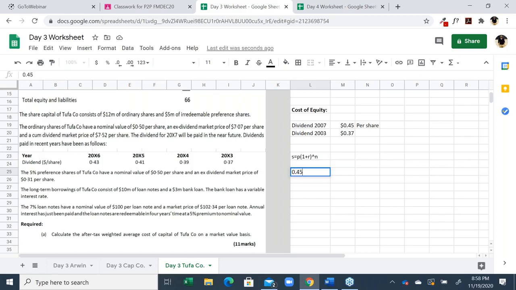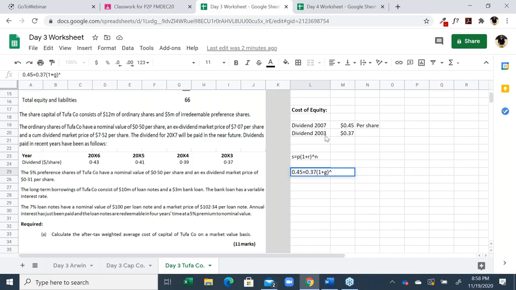0.45 is equal to 0.37 and 1 plus g is growth here. We need to find out the growth at which this 0.37 has grown to 0.45, raised to the power of the number of years it took for the dividend to grow from 0.37 to $0.45. So how many years are in between?